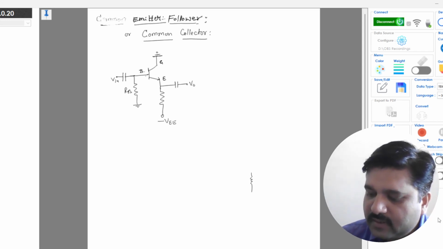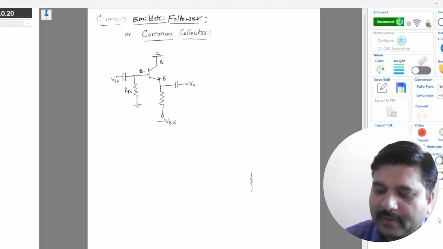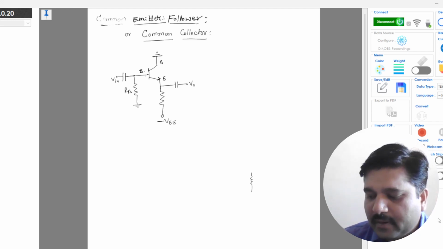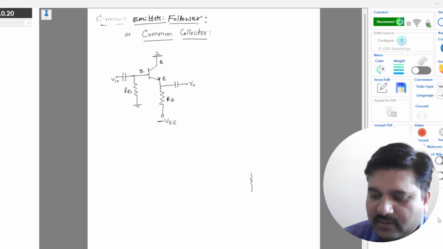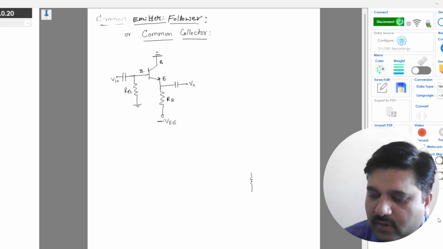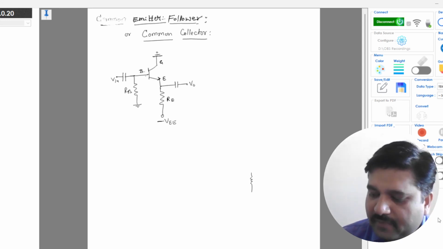Here this is an NPN transistor, so obviously the collector terminal should be at a higher potential compared to the emitter terminal. Hence we have given a negative potential for the emitter terminal, and this is your RE, the load resistance for your circuit as well, right? So this is the common collector configuration, which is also called emitter follower, because we are taking the output at the emitter terminal, and hence it is emitter follower.